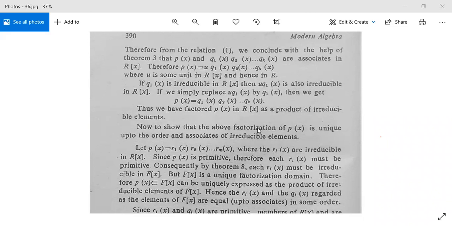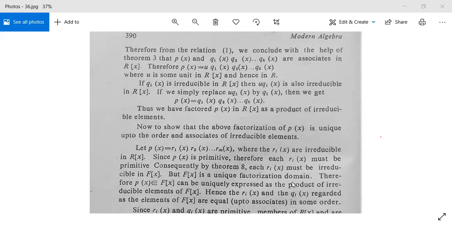Now, to show that the above factorization of P(x) is unique up to the order and associates of irreducible elements, let P(x) equal R1(x) R2(x) and so on up to Rm(x), where the Ri(x) are irreducible in R[x]. Since P is primitive, each Ri(x) must be primitive. Consequently, each Ri(x) must be irreducible in F[x].